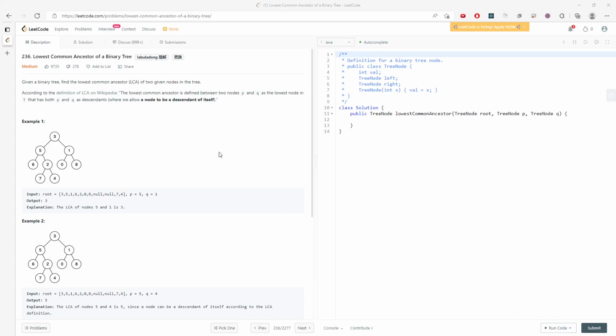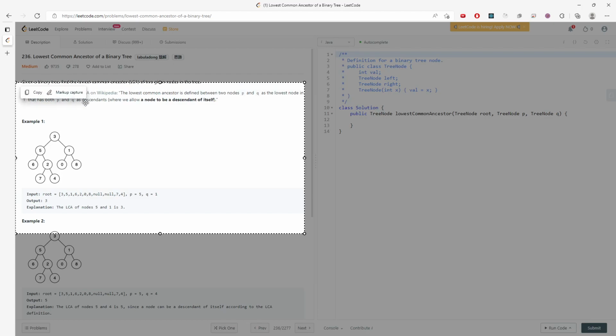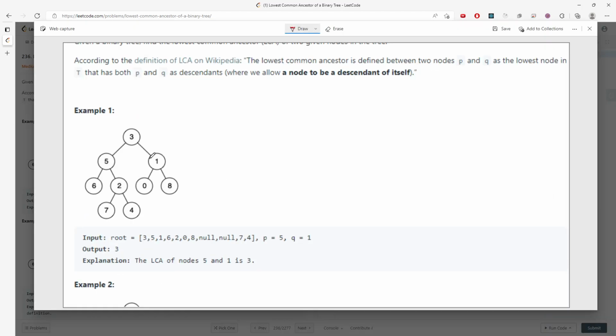Let's talk about the lowest common ancestor of a binary tree. You're given a binary tree, and you want to find the lowest common ancestor. Here's a simple example. This is a tree, and you are given a root, and then you need P and Q for the target.